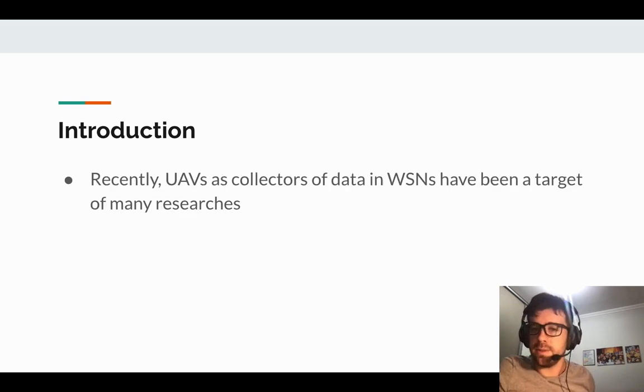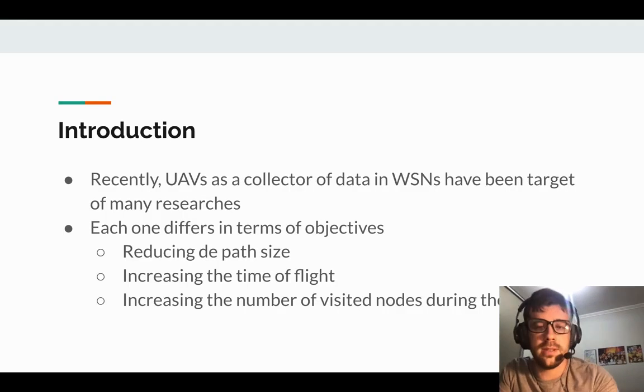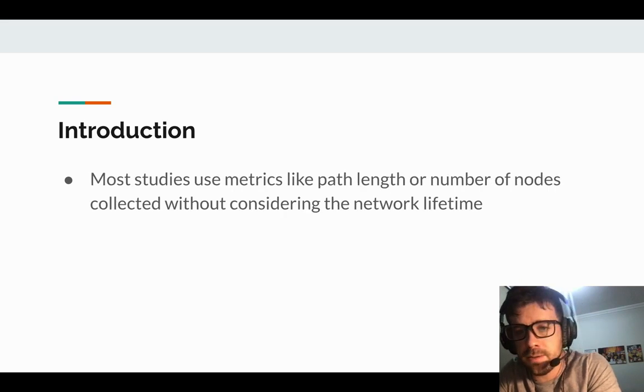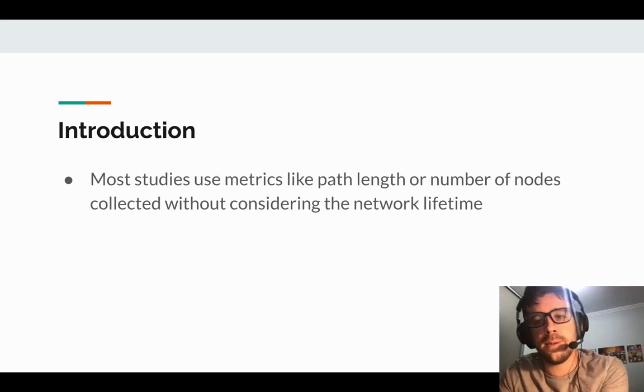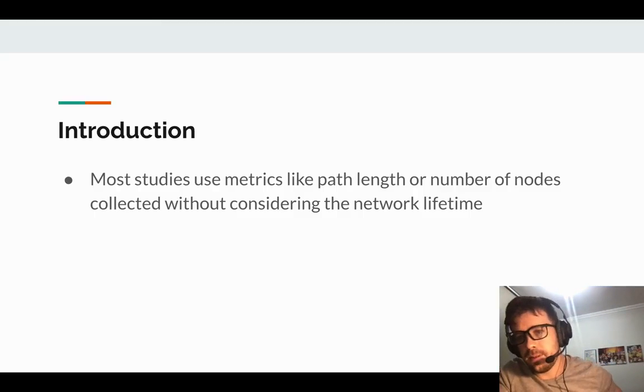Recently, these UAVs as data collectors in WSN have been the target of much research, and each of these studies differs in terms of objectives, like reducing the path size traveled by the UAV, for example, increasing the time of flight, and increasing the number of visited nodes during the flight. But most studies have used metrics like path length or number of nodes collected without considering the network lifetime.